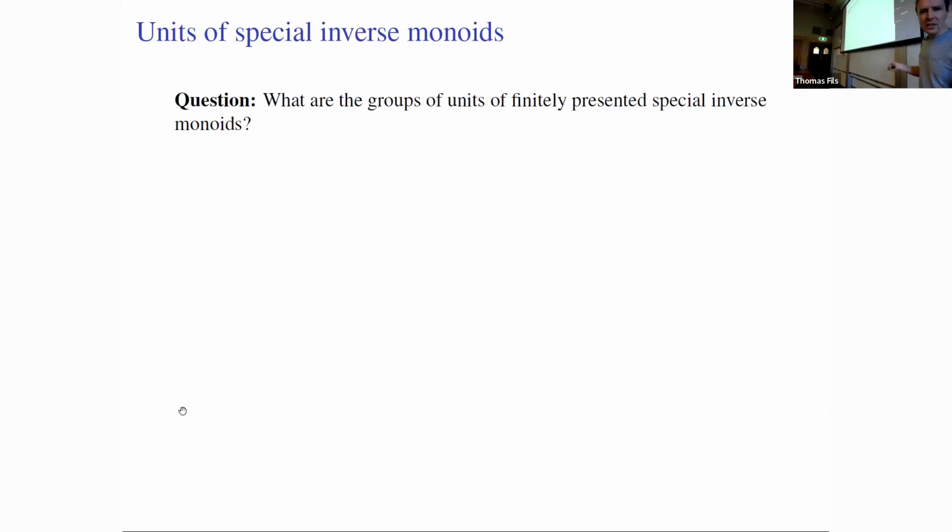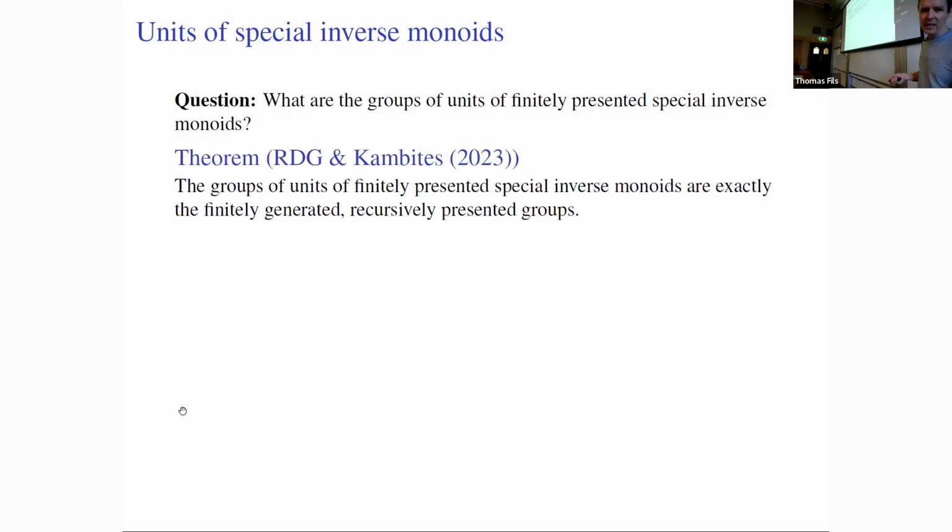And so that's what Mark and I worked on. We worked on several things, but this was part of it. And it does have a nice answer. And it's the same groups that come up in Higman's theorem. So the groups of units of finitely presented special inverse monoids are exactly the finitely generated, recursively presented groups, the ones that we defined earlier, the ones with the computably enumerable set of relations. So the good news is I got as far as stating the result.